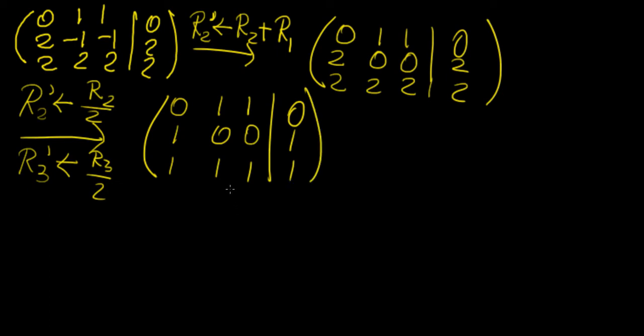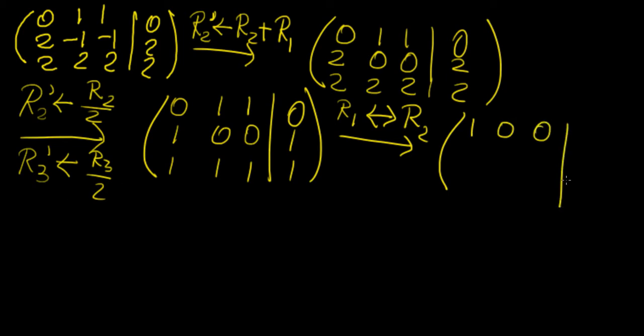Alright, so what's the next thing we can do? Well, we notice that we can pretty much just swap rows 1 and 2. So row 1 swapped with row 2. And the reason for that is we want to have a leading 1 on the first row. So we want to start with a 1 here, then move on diagonally across. So this is going to be 1, 0, 0. And we have a 1 here. So 0, 1, 1, 0. And finally we leave the last one as it is.